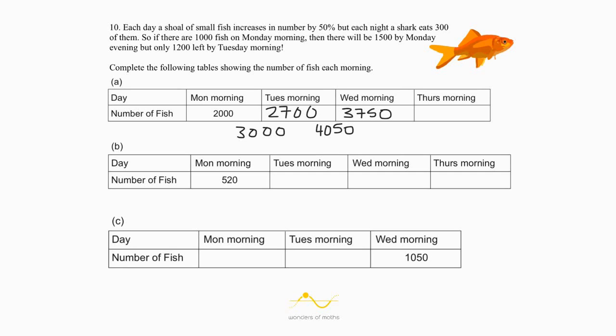On Thursday morning, there will be a 50% increase during the day, so we need to do half of 3,750 added back on to 3,750. So on Thursday morning, we have 5,625 fish. Let's move on to the next part. We're basically using the same exact method that we used for part A, and we're going to keep doing this until we finish the question.